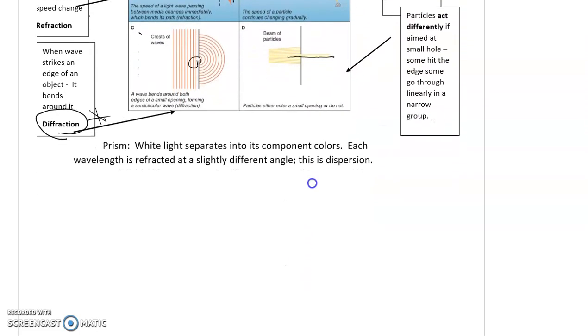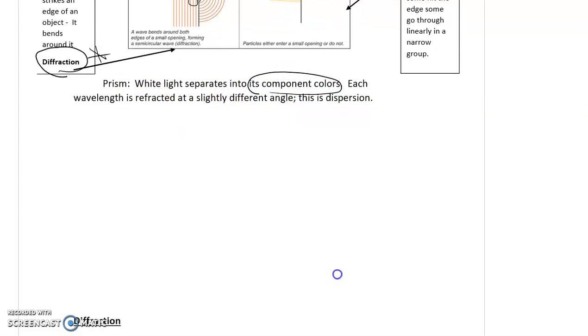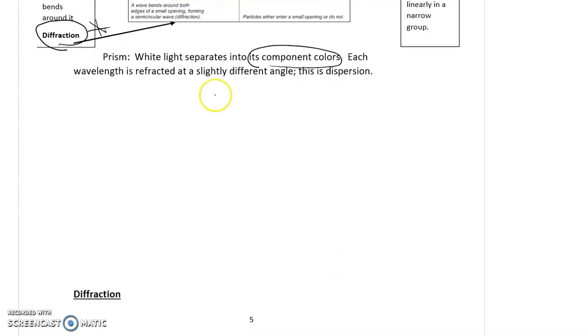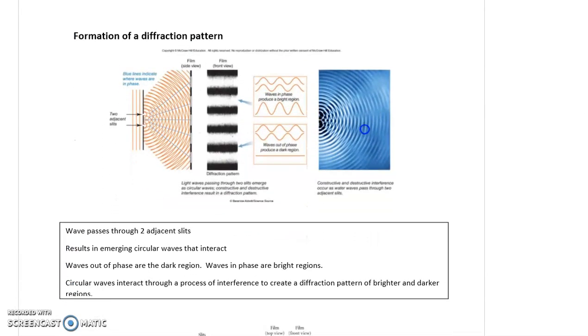So let's go ahead and, oh, before I forget, I just want to talk about a prism because we'll have an experimental setup with a prism. Now most of us know that when you have white light and you put it through a prism, we see a rainbow, right? So it separates into its component colors. Each wavelength is refracted at a slightly different angle, and that's called dispersion. All right, so let's focus on diffraction for the last part of this module.